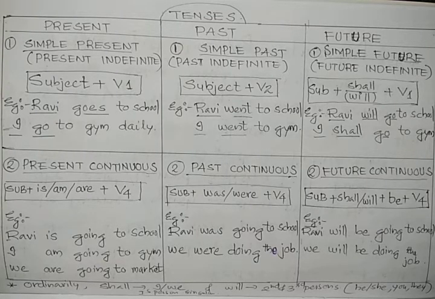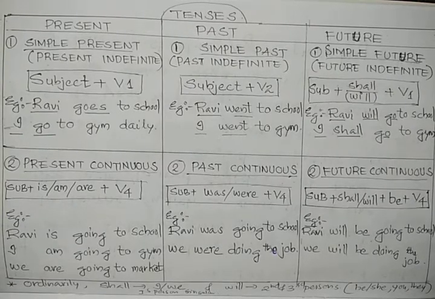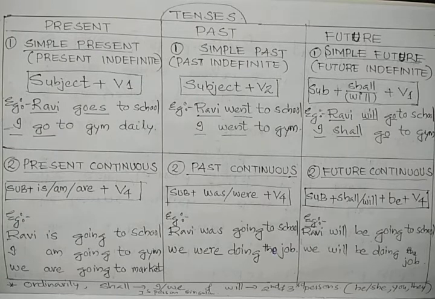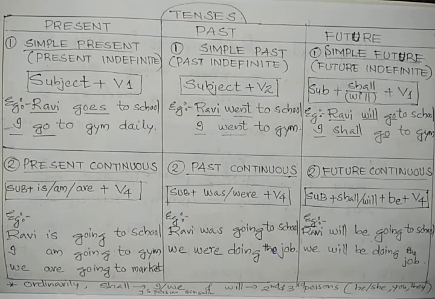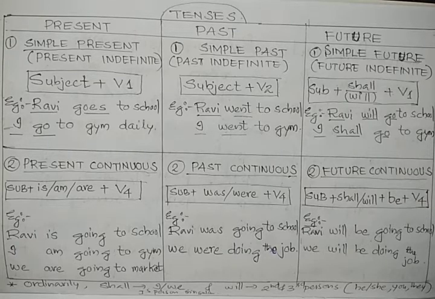Next one, simple past or past indefinite. The structure is subject plus V2. See the example. Ravi went to school. Here, Ravi is the subject and went is the V2 form of go. I went to gym. I is the subject. Went is the V2 form of go.